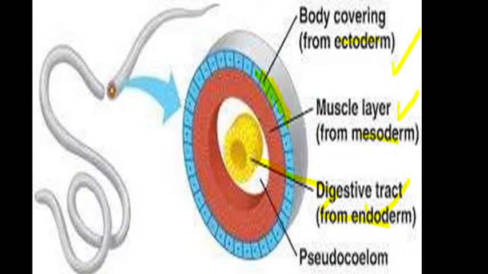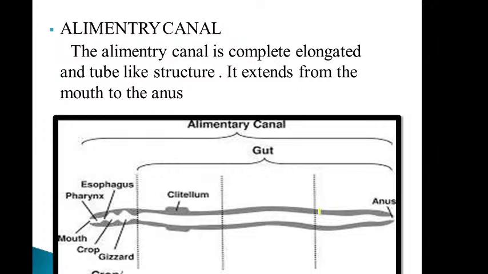And in the center, in between, we have the pseudocoelom. The alimentary canal is complete, an elongated, tube-like structure. It extends from the mouth to the anus. If you are able to see, the alimentary canal is complete, starting from the mouth towards the anus.